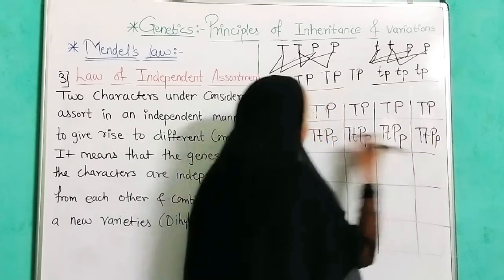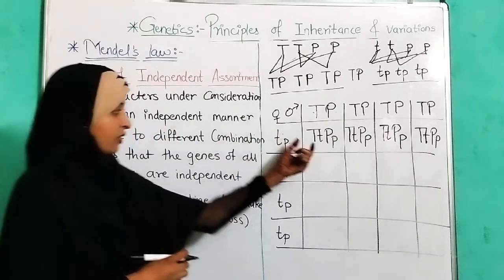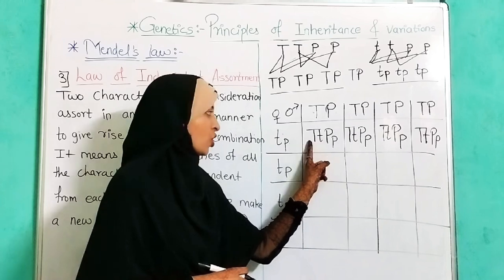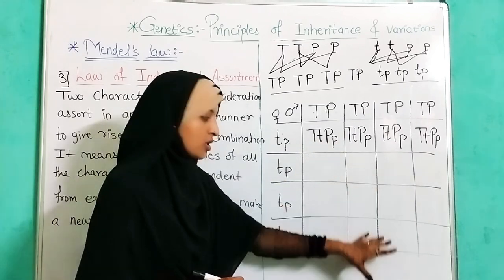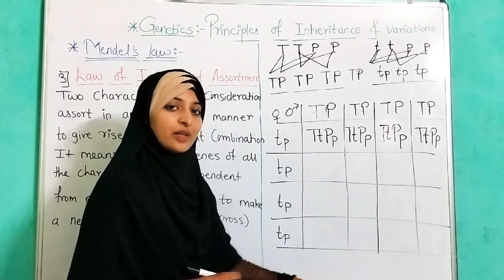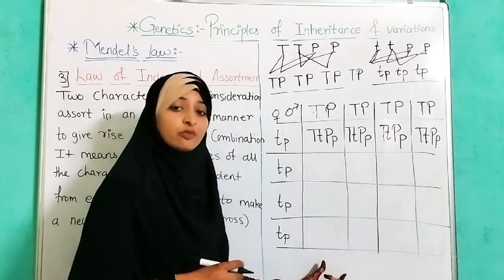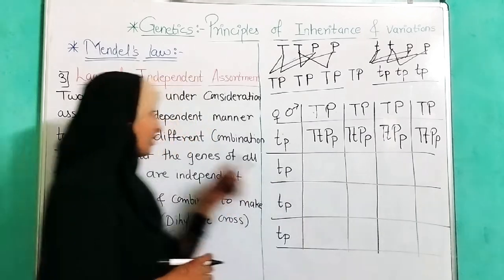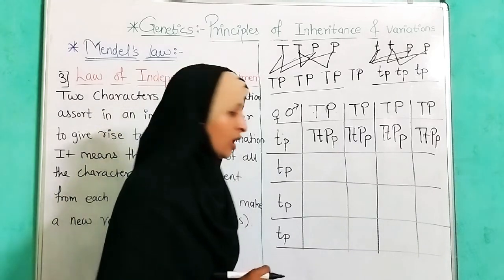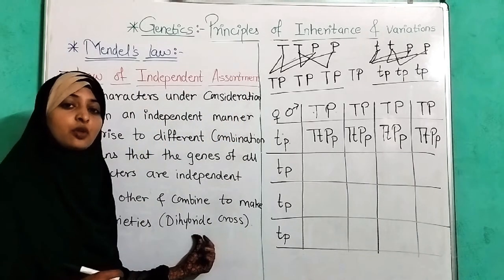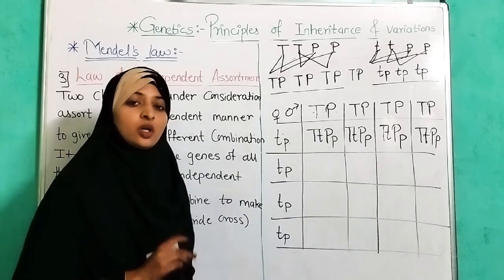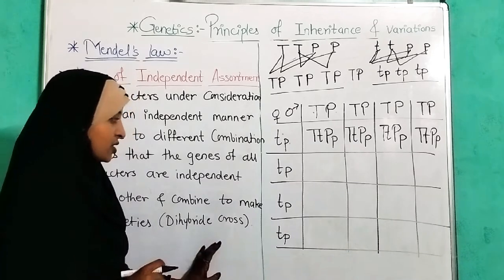So here we get a different new variety, that is heterozygous tall and purple flower. So all 16 to 0 we are going to get the tall and purple flower, where the dominant character is applicable for the law of dominance, but we have told the independent assortment. The law of independent assortment is just for the dihybrid cross, and we have discussed the law of dominance; it is for the monohybrid cross. Here we have discussed the dihybrid cross.